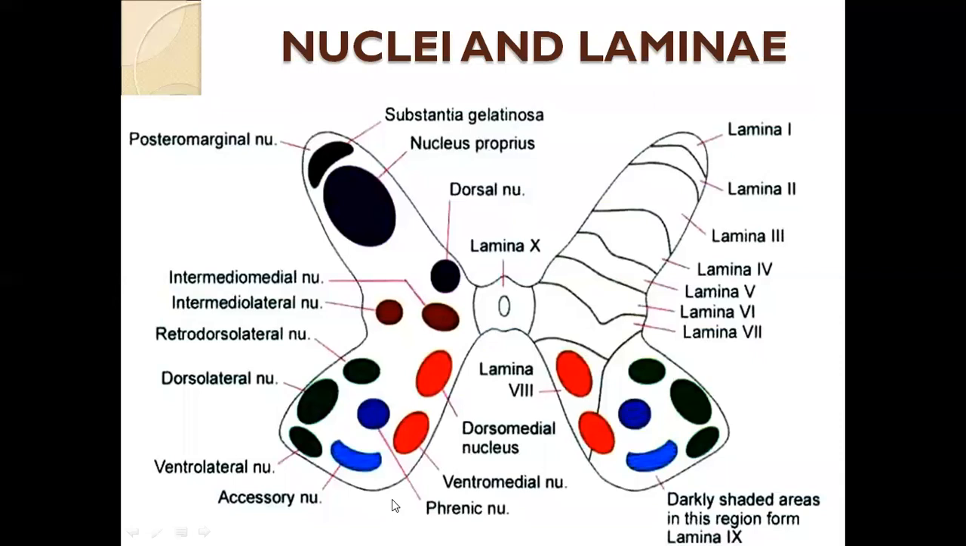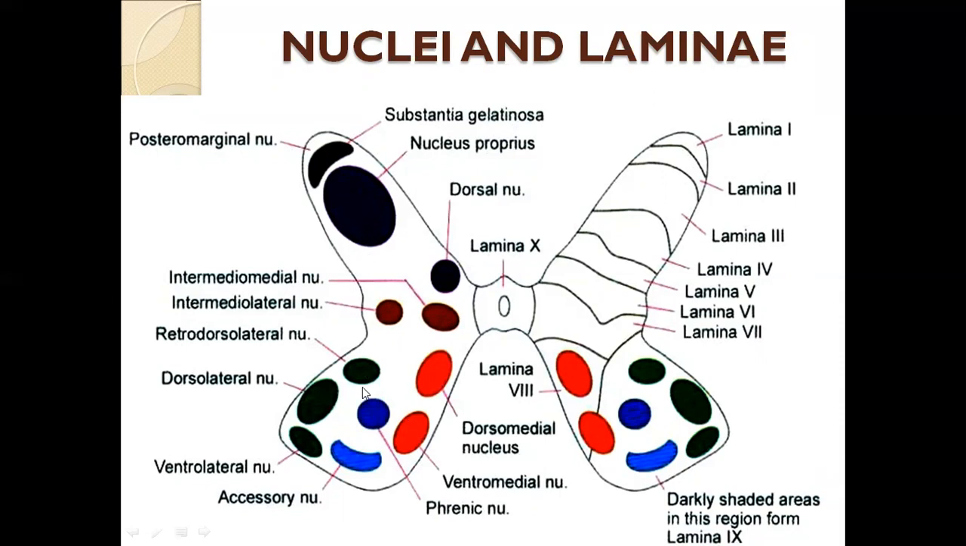The various nuclei we have are the ventrolateral nucleus, dorsolateral nucleus, retrodorsal nucleus, intermediolateral, intermediomedial nucleus, accessory nucleus and phrenic nerve nucleus, ventromedial, dorsomedial nucleus. Then we have the dorsal nucleus and then the posterior marginal nucleus, substantia gelatinosa of Rolando and nucleus proprius.